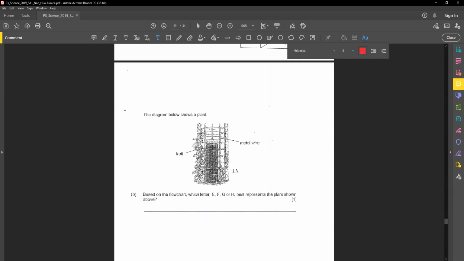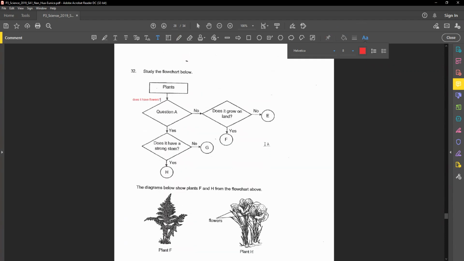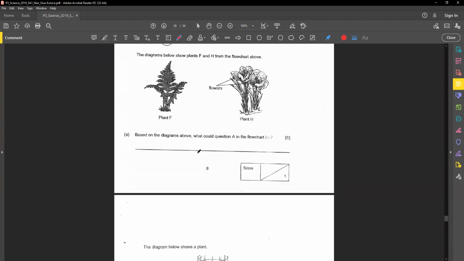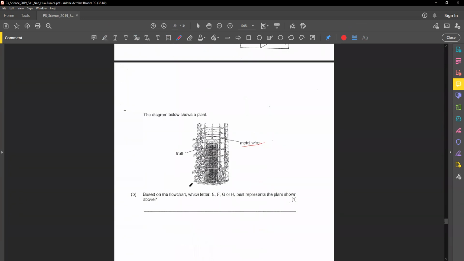So for part B, it shows the plants that has fruit with weak stems that needs the support of a metal wire to grow upwards. With this information, let us go back to the flowchart. For a plant to have fruits, they need to have flowers. So the plant in part B will answer yes to question A, does it have flowers? Now moving down, does it have a strong stem? As the plant in part B needs the support of a metal wire, the answer is no, which leads to G. Hence, the answer is G.